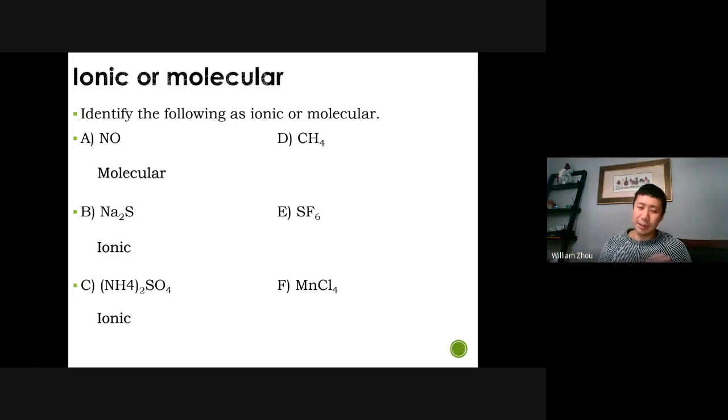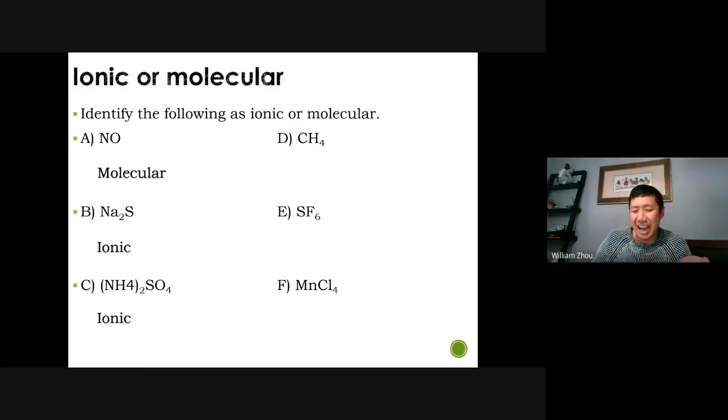NH4 is a polyatomic ion called ammonium. SO4 is sulfate. Okay, this is ammonium sulfate. Two polyatomic ions: ammonium is 1+, sulfate is 2-, so it's actually ionic. So ionic doesn't necessarily mean metal, nonmetal. It's more like positive charge, negative charge. It's just that metals always make a positive charge.